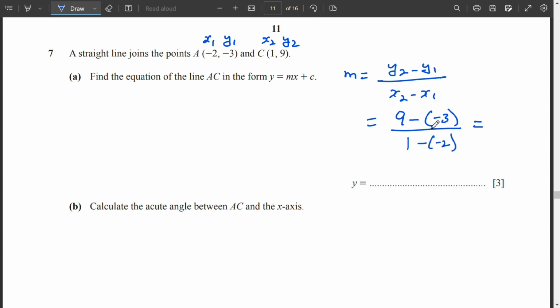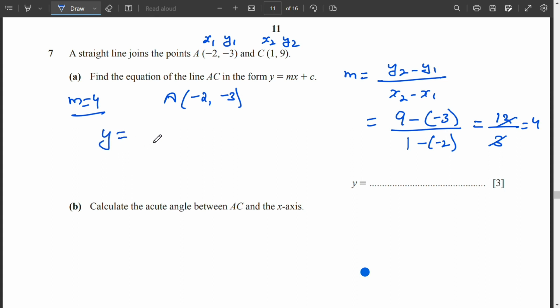So minus of minus 3 will become plus 3. This will be 9 plus 3, 9 plus 3 is 12. And this will become plus, 1 plus 2 is 3. So you cancel, this is 4. So the slope of this line is 4. Okay. And we can take any of the points. Suppose we take this point A, because it's passing through both the points. So we'll take only just one point through which it is passing, minus 2, comma minus 3.